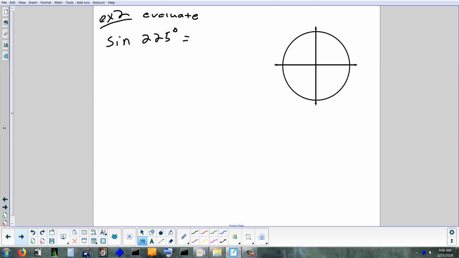Right, so Aiden, what would I do first here? Find out where 225 is. Okay, yeah, let's put 225 on the circle and then figure out where it is. So here's 180. Here's 270. It's somewhere in between. So you have 3 options. It's closer to 180, closer to 270, or is it right in the middle?